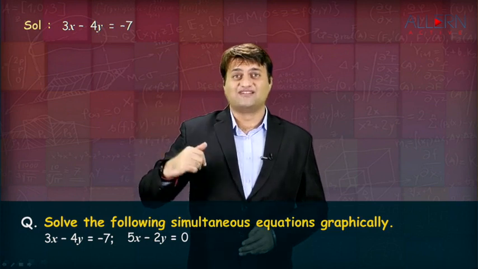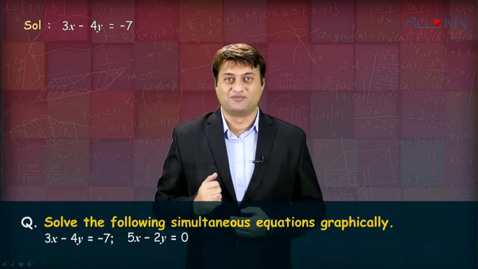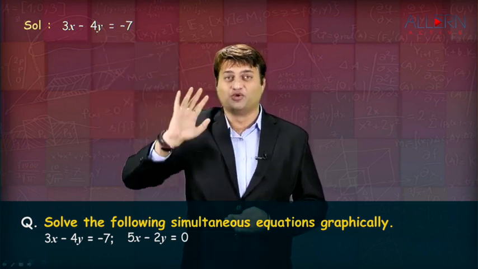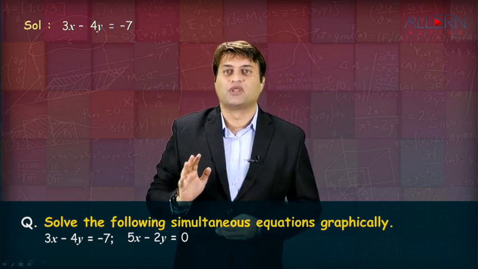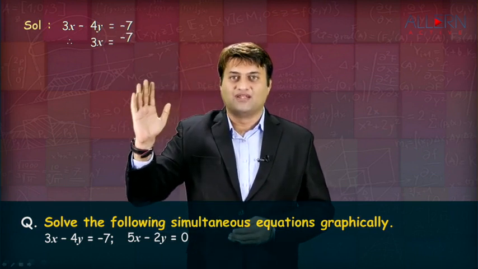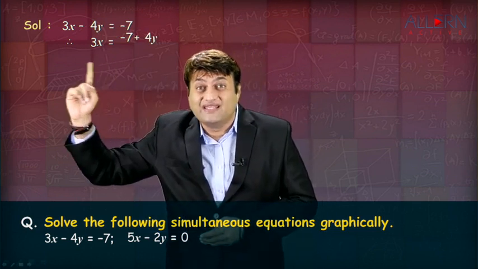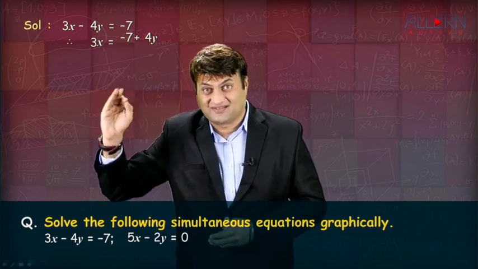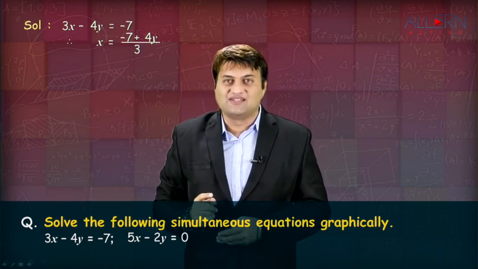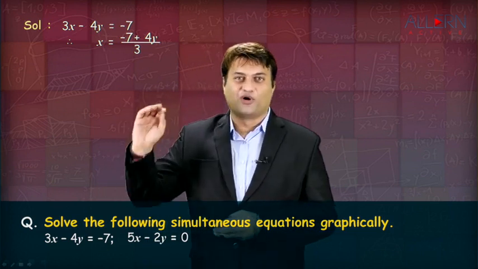Now the first thing is to write it in the form of either x is equal to something or y is equal to something. For that we need to shift the variable with the bigger coefficient to the other side. So let's do that first. What we get is 3x is equal to minus 7 plus 4y. But here what we get is 3x, and what we want is x. So we need to take this 3 to the other side. So ultimately x is equal to (minus 7 plus 4y) upon 3.